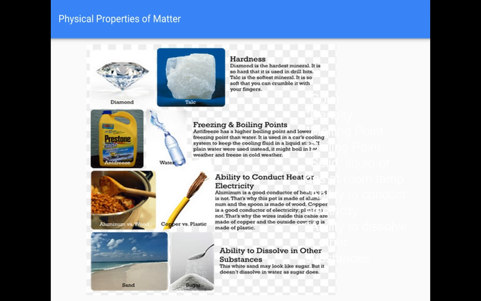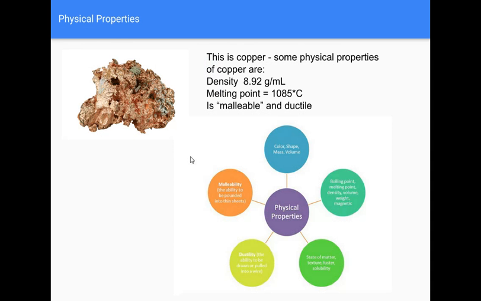And so that's why we put plastic coating around wires. We know that aluminum is a very good conductor of heat, which is why we make our pots and pans out of aluminum. And we can also talk about physical properties about whether or not something has the ability to dissolve in other substances. So for example, sand does not dissolve in water, but sugar does.